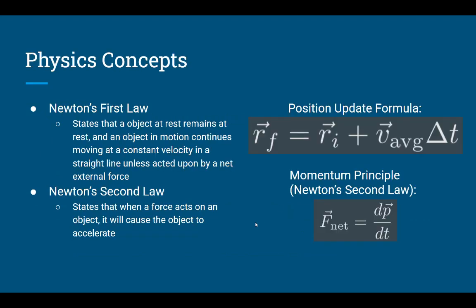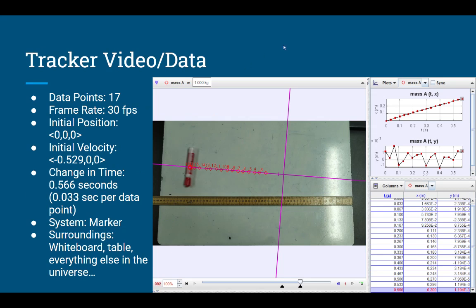So the main physics concepts are going to be Newton's first law and Newton's second law. Obviously, the first law is that an object at rest remains at rest, and in motion remains in motion, in constant velocity, unless something else is acting upon it. And then Newton's second law is just going to be that a force acts on something, it causes it to accelerate. In our case, this F net equation is just going to equal 0. And the position update formula will actually be very useful. This will be seen in the code later.